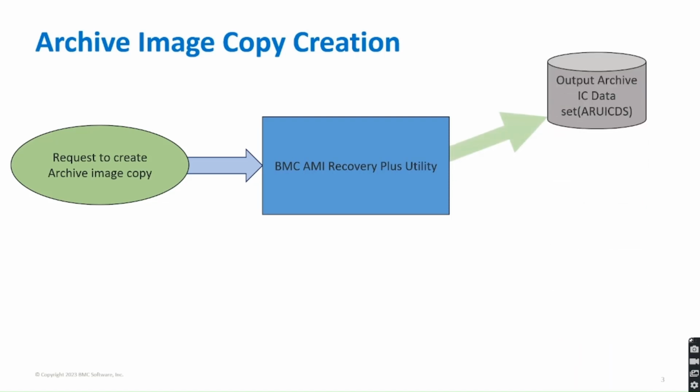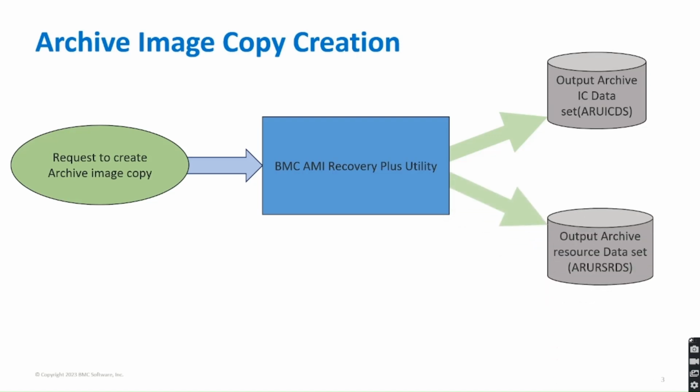The Archive IC Resource data set contains environment-related information when the Archive Image Copy is created. This includes DBD definitions, database allocation definitions, exit programs like randomizer, partition selection routines, etc. All the recorded information will be automatically restored when the database is recovered later.